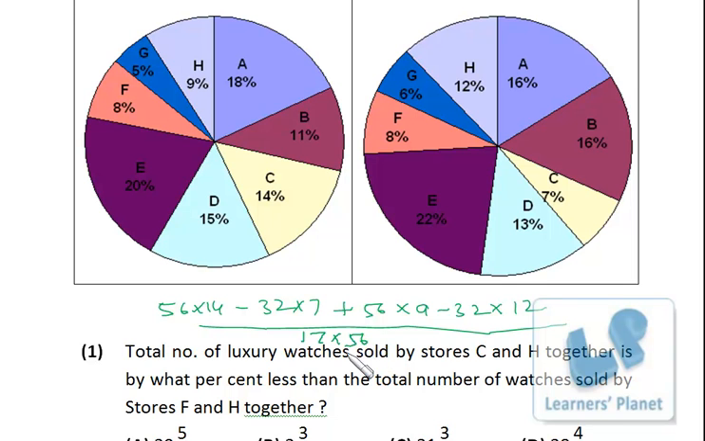Now we have to find out how much less percent this is than this, not what percent of this. So first of all, we just simplify it, then I'll tell you how to find the less percent. Okay, now this is 56 into 14 and this is 56 into 9. So if we take 56 common in the bracket, 56 into 23 will be there. 56 into 23 minus 32 into 7 plus 32 into 12, so 12 plus 7 is 19, so it is 32 into 19 by 17 into 56.